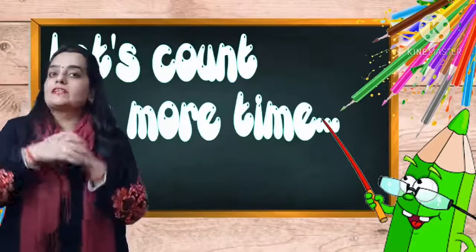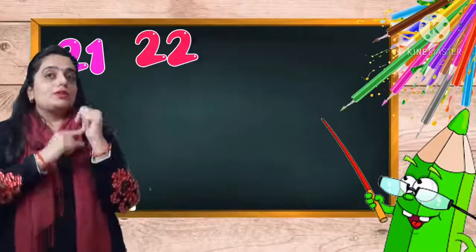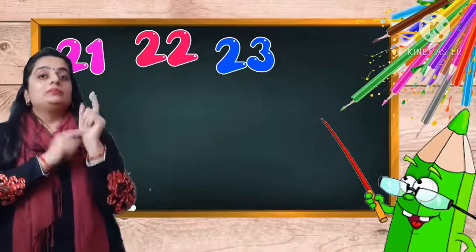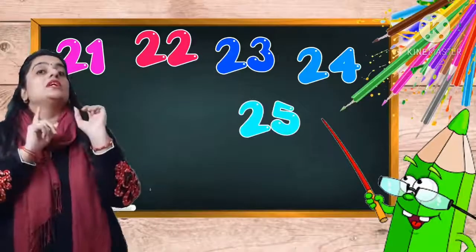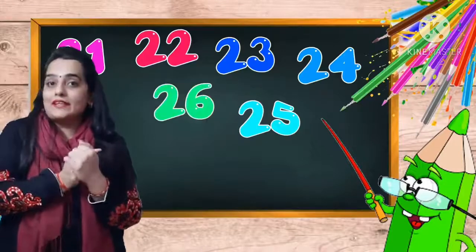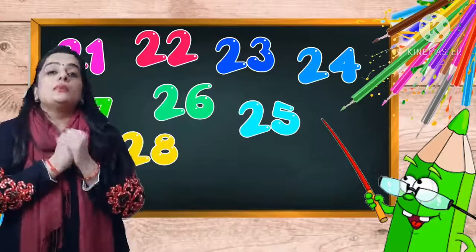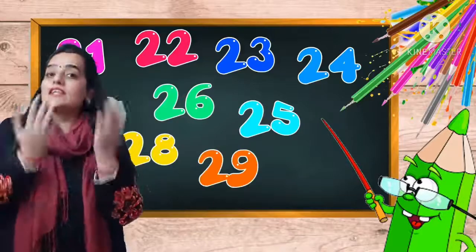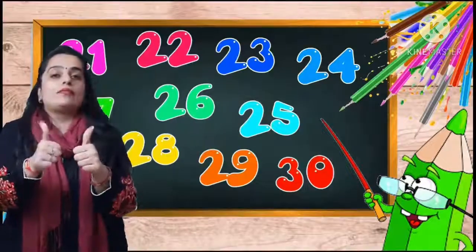So let us revise all the numbers from 21 to 30. 21, 22, 23, 24, 25, 26, then 27, then 28, 29, and 30. Yay! Well done, all of you.